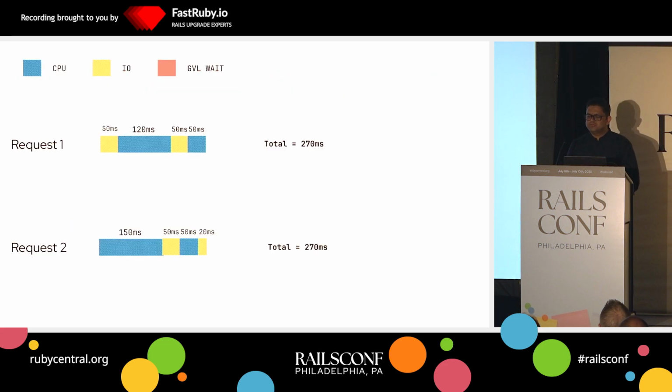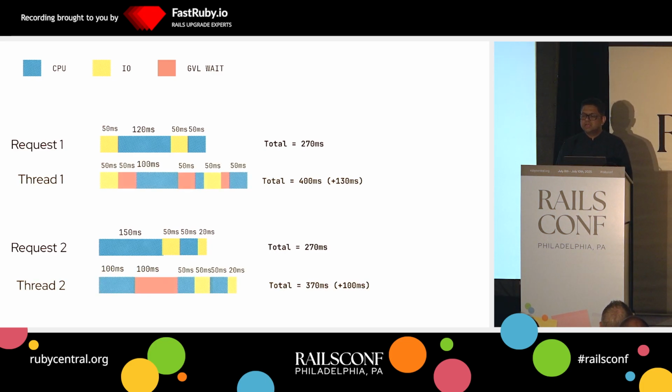Let's observe how this GVL contention manifests. We will trace 2 requests that in isolation each take 270 milliseconds to complete. Now we'll see what happens when they are processed concurrently by 2 threads in the same Puma worker. Despite both requests having the same individual completion time, the GVL contention creates additional non-deterministic latency for both. The result is a 48% increase in latency for request 1 and a 37% increase for request 2.